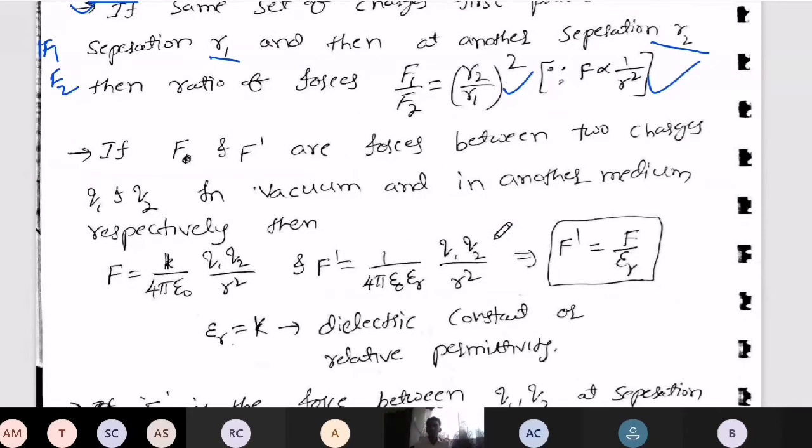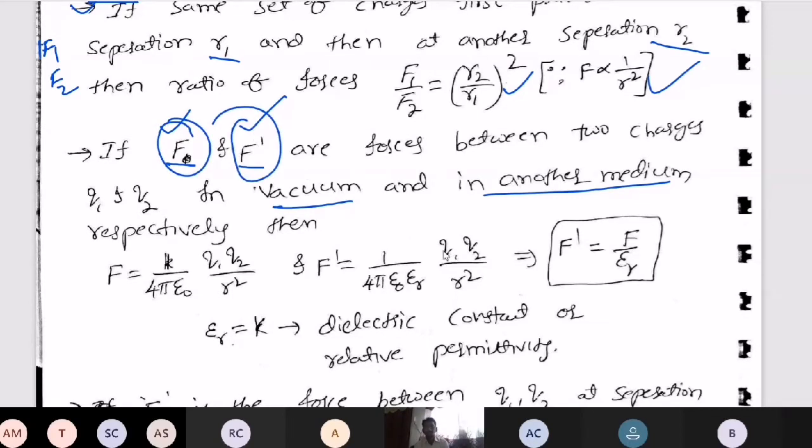They can also ask comparison based questions like this: F and F dash are forces between two charges in vacuum and in another medium. One is in vacuum or air, one is in another medium. So what will be the difference? In air, epsilon naught will come. In a medium, epsilon naught times epsilon r will come, where epsilon r is nothing but k, the dielectric constant or relative permittivity.